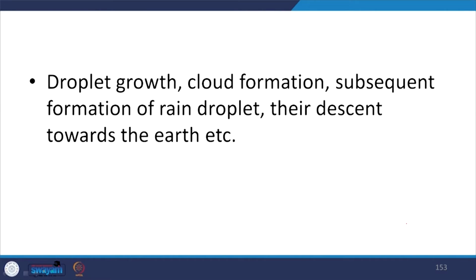Now, we will see what are the physical processes which play a very important role in deciding the precipitation rate, or in deciding how much vapor will condense to form a droplet. So, these will be topics related to droplet growth, cloud formation, or subsequent formation of rain droplets, or their descent towards the earth. So, we will try to understand what it takes for a very small cloud droplet to grow to the size of a rain droplet when water vapor condenses into it, right. So, this growth is called droplet growth by condensation.